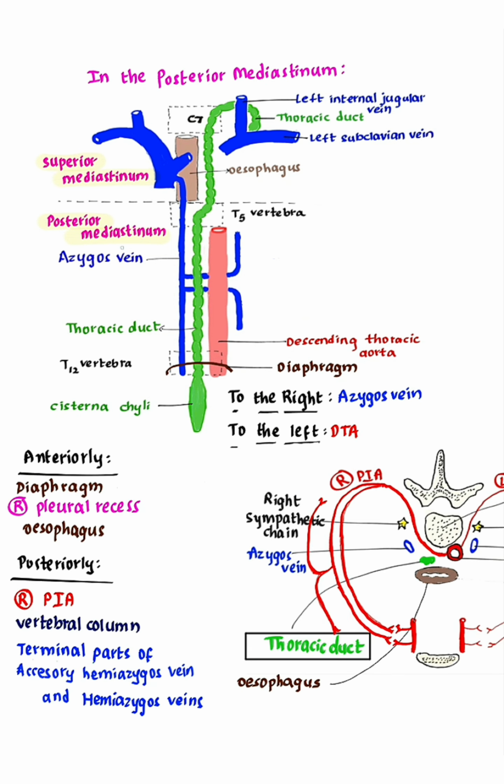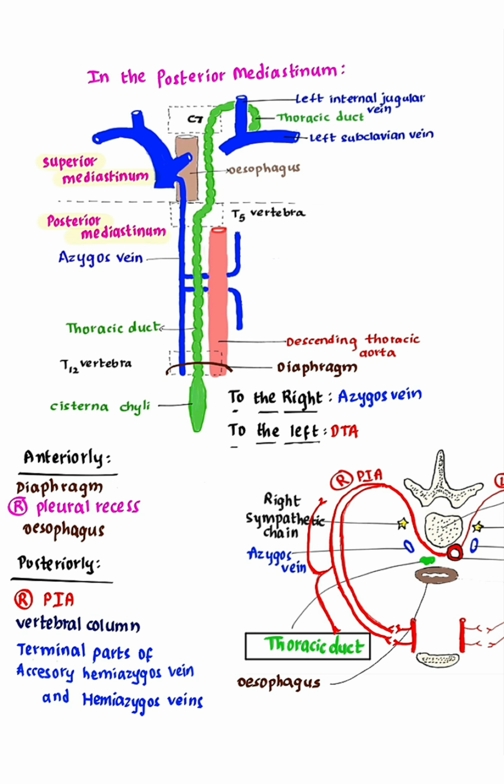In the posterior mediastinum, to the right azygos vein, to the left descending thoracic aorta. Anteriorly diaphragm, right pleural recess, esophagus. This is thoracic duct. Anterior to thoracic duct, esophagus, diaphragm, right pleural recess.